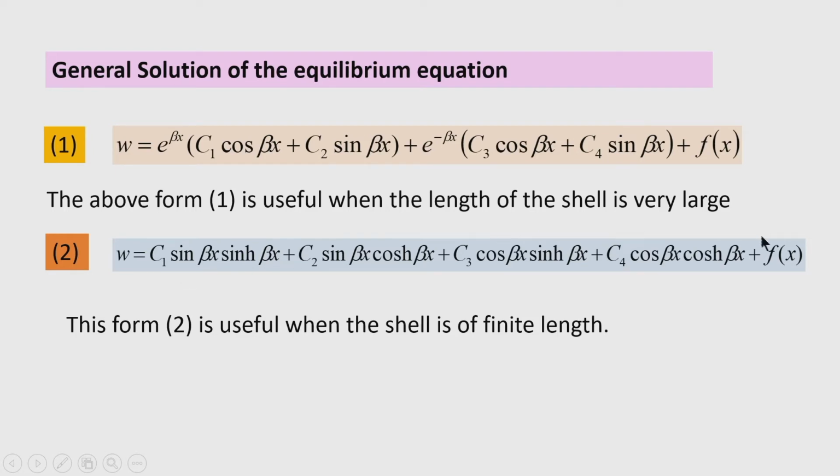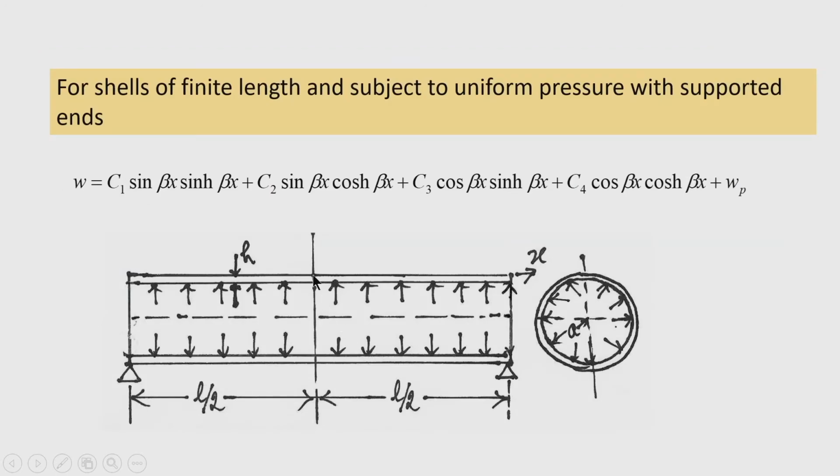Here again f(x) is the particular integral due to the load acting on the shell. This form 2 is useful when the shell is of finite length. Now, let us apply this theory or solutions that we have written in the earlier slide for a shell of finite length and subjected to uniform pressure with supported ends.